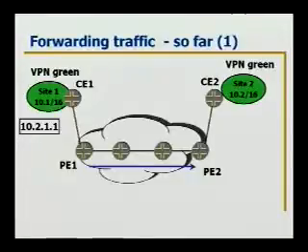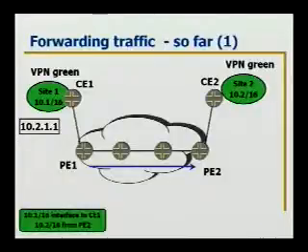So the traffic arrives from CE1 to P1, and based on the interface over which this traffic arrives, P1 knows that this traffic belongs to VPN Green, so it goes ahead and looks inside the forwarding table for VPN Green and says, oh, okay, this is an address in the 10.2/16 range. I know that that advertisement came from PE2. Let me forward this traffic to PE2.